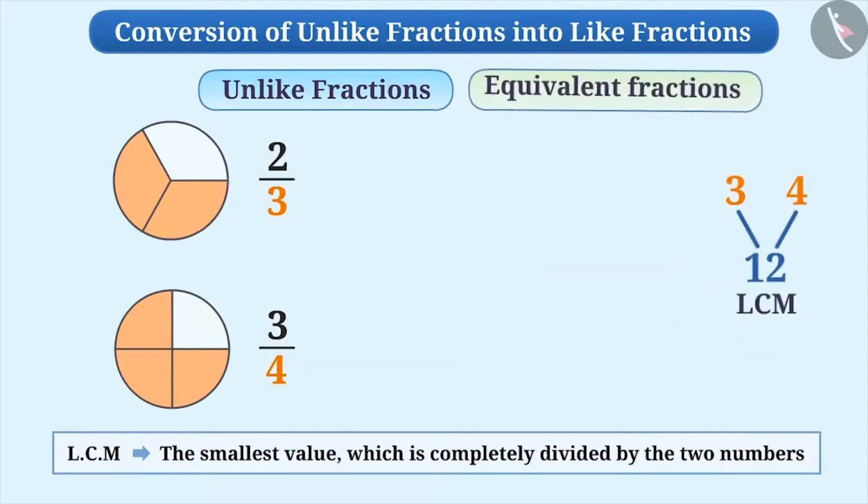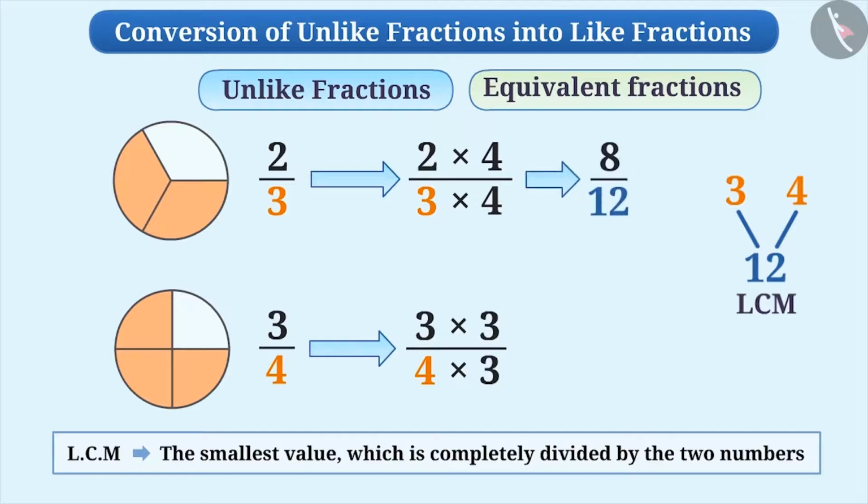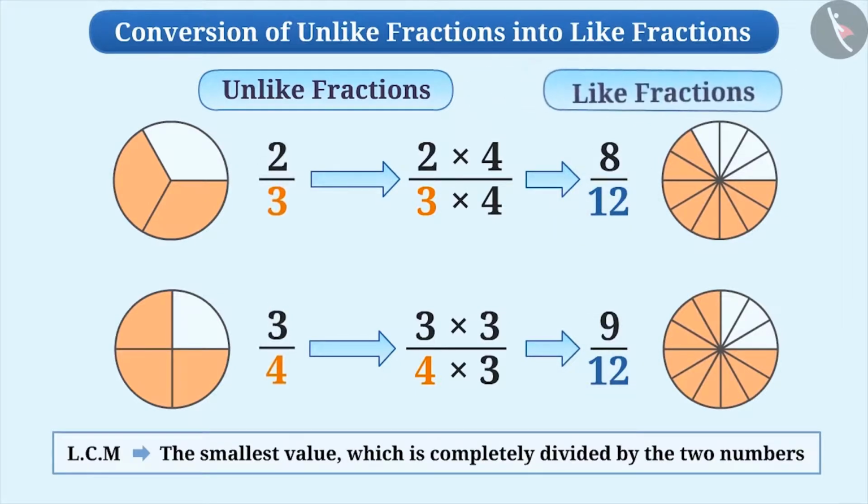We now find the equivalent fractions of both the fractions whose denominator will be the LCM. For this, we multiply the numerator and denominator of 2 by 3 by 4 and the numerator and denominator of 3 by 4 by 3. Thus, the equivalent fraction of 2 by 3 is 8 by 12 and 3 by 4 is 9 by 12. Since the denominator of both fractions is equal, we say that we have converted 2 by 3 and 3 by 4 into like fractions.